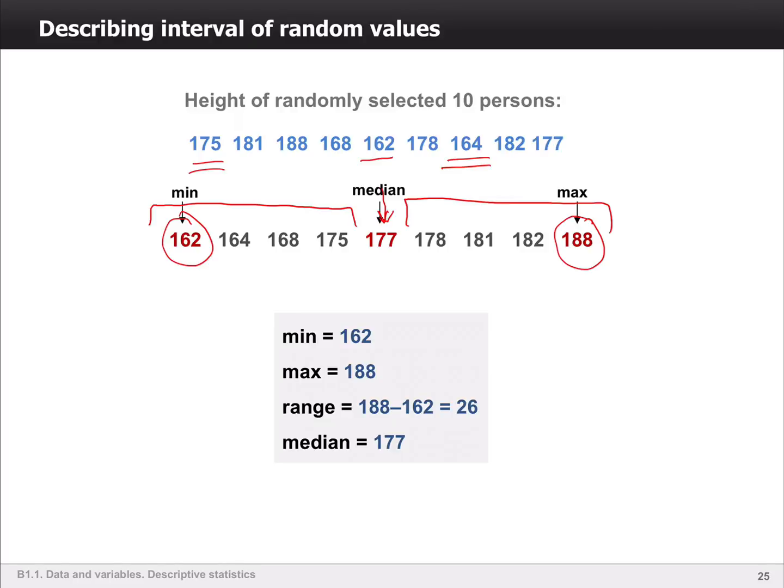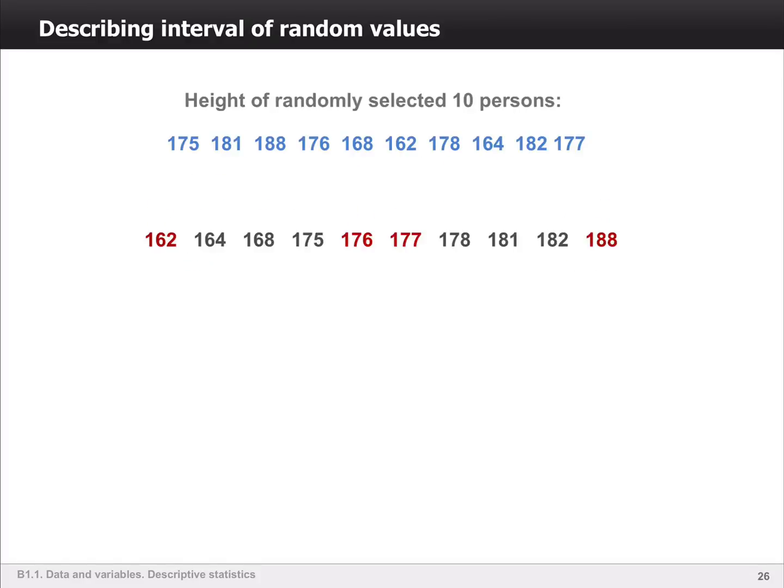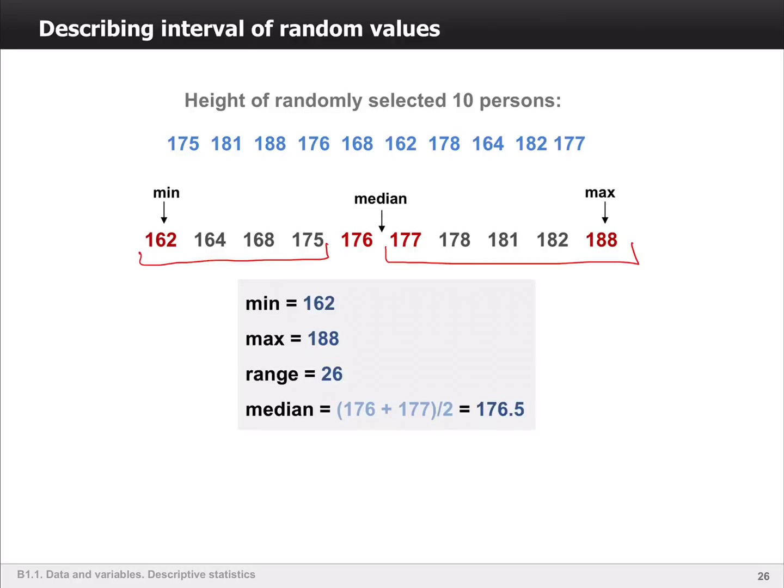What to do if you have an even amount of numbers? In this case, the first procedure is the same. You just order the values, but now you can see that you don't have a particular value which can be the median. For example, if you take 176 as the median, you have 4 values below and 5 values above. If you take 177, it will be vice versa. So in the case of an even amount of values, you just take the middle point between 176 and 177. The median is in between, so you can calculate it as an arithmetic average. In this case, it will be 176.5. So that's how to calculate it.